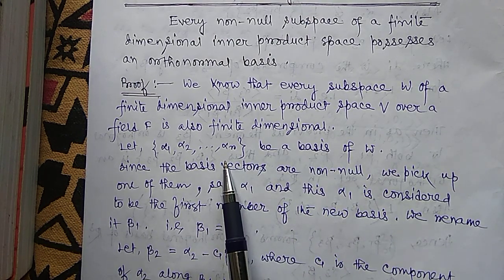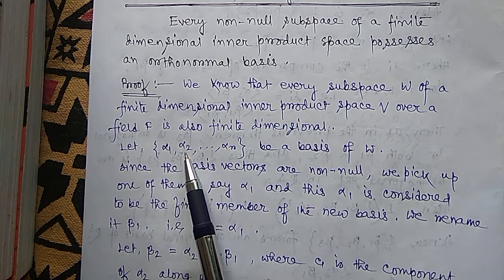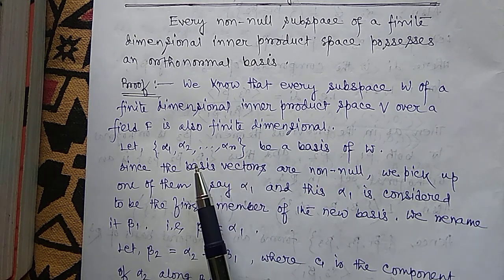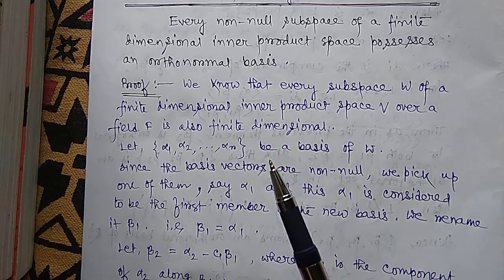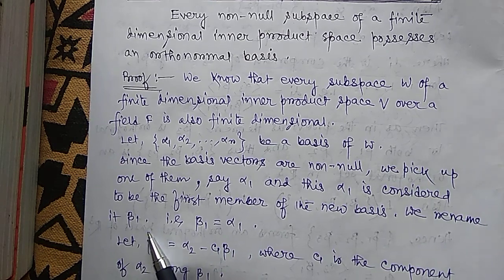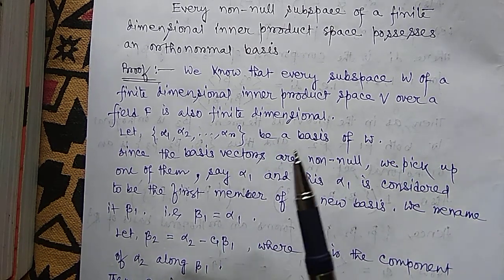We are going to construct orthogonal vectors from these vectors alpha 1, alpha 2, up to alpha r. First we have to pick any one of these vectors and rename it beta 1. Without loss of generality, we take the first vector alpha 1 as beta 1, that is, beta 1 is equal to alpha 1.